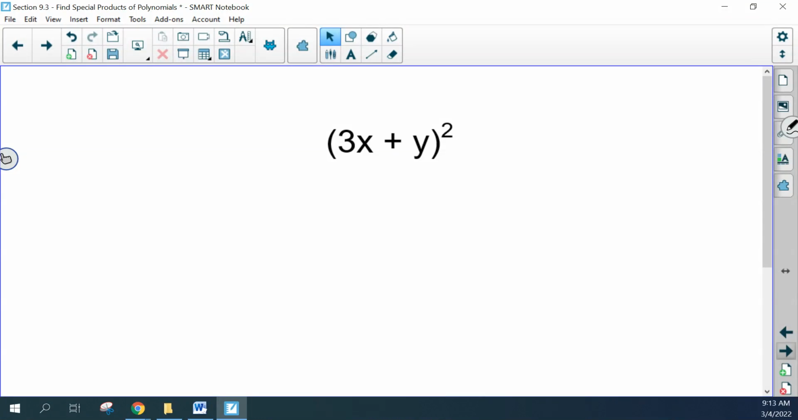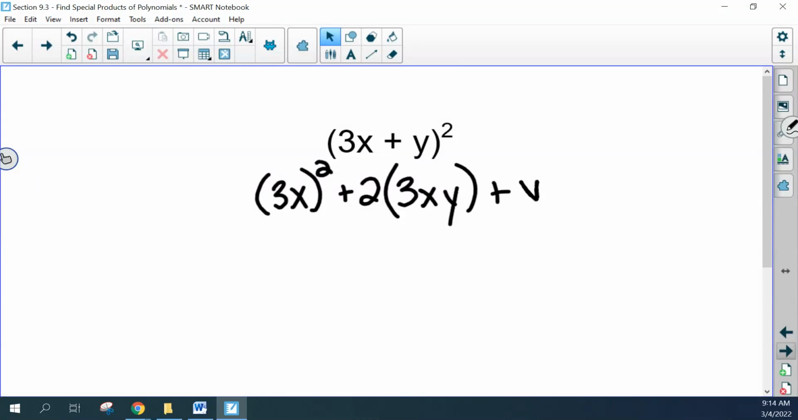Okay. This one looks a little bit different because we don't have a number for our b term. We have a variable. I have an addition sign, so it's a plus 2. So (3x) squared plus 2, and then what would be a times b? 3xy. Just 3xy. And then plus y squared. Okay, so if I simplify that, my first term is going to be what? 9x squared, plus 6xy, plus y squared.